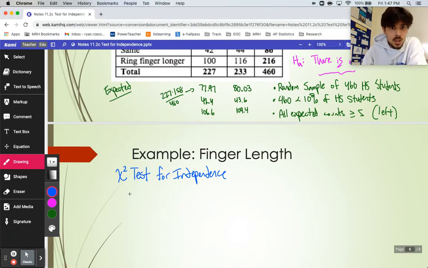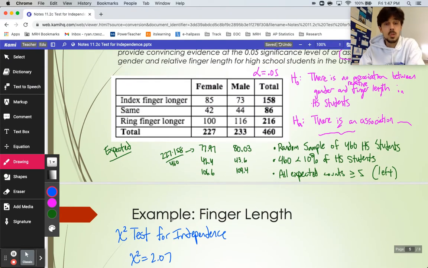So let's see. We got 2.07. P-value was about 0.35, and there were 2 degrees of freedom. Again, that was going to be categories minus 1. So 2 going vertically, and then 1 going this way. 2 times 1 is 2 degrees of freedom.